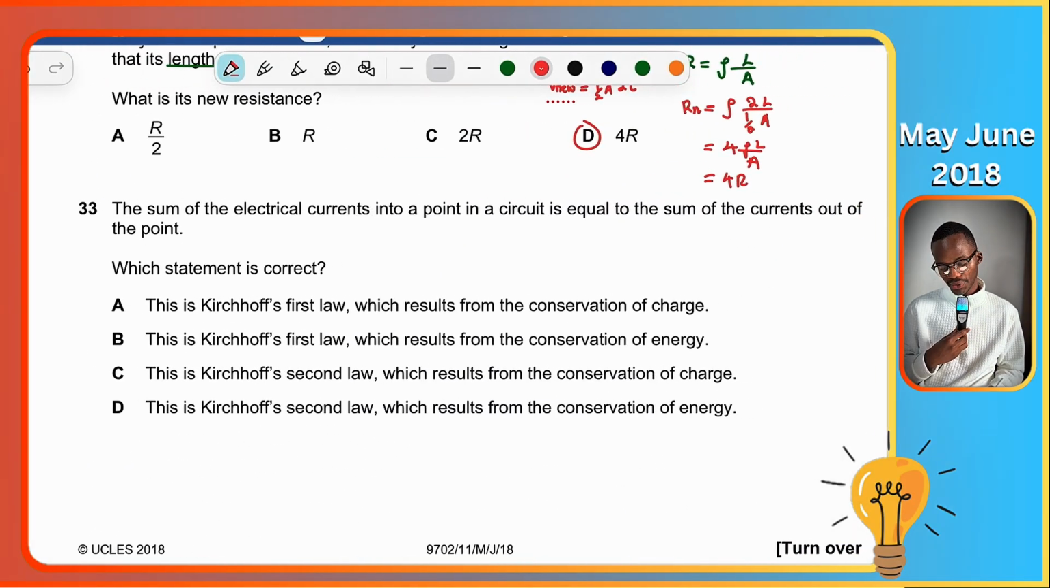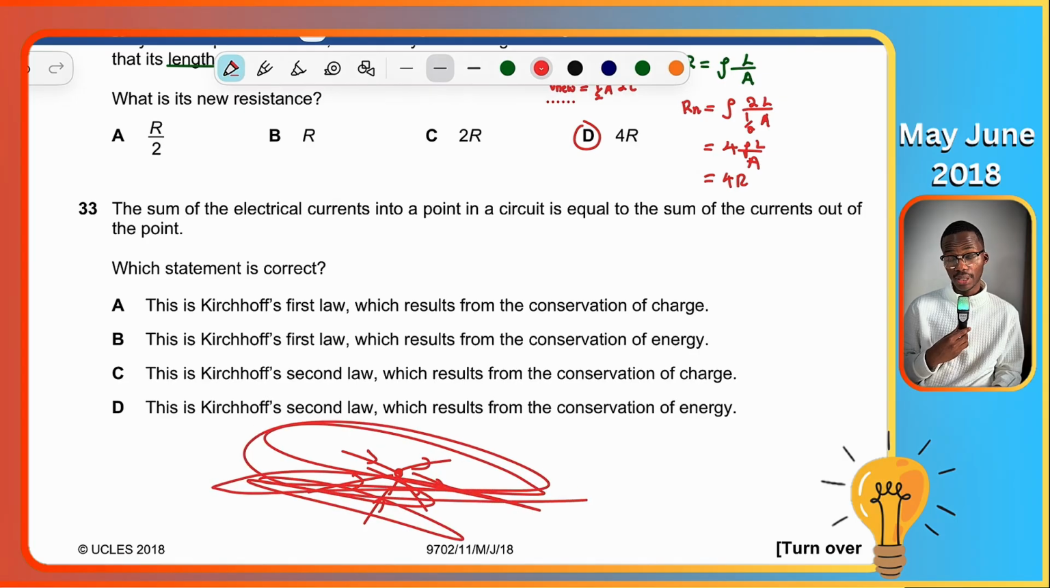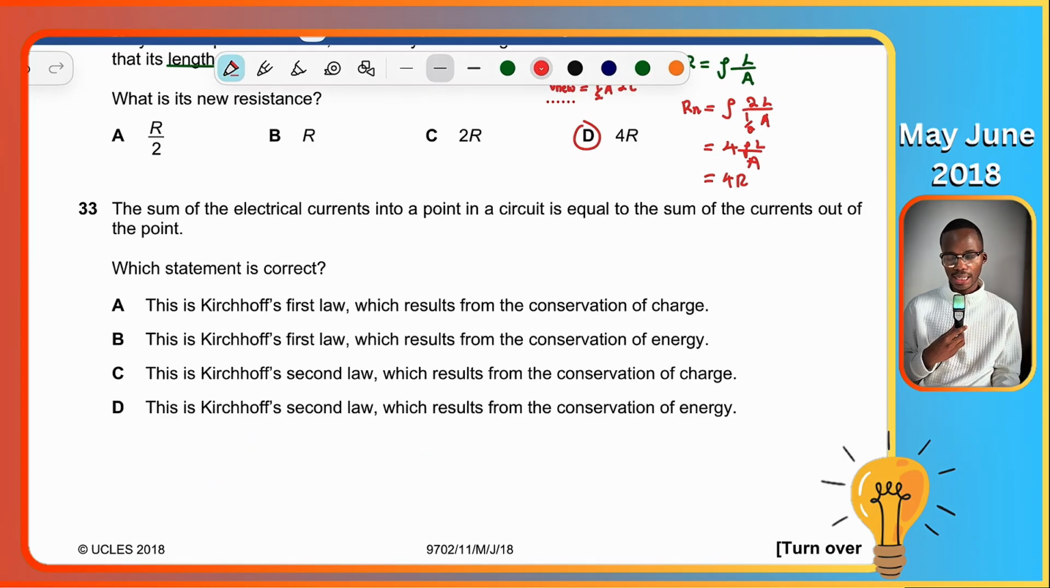The sum of electrical currents entering a point will be equal to the sum of electrical currents exiting that point. That's Kirchhoff's first law, guys. Kirchhoff came up with these laws, and it's a conservation of charge. Charge cannot be created nor destroyed because current is the rate of flow of charge. So you can't have more charge than you started with. Where did it come from? That's Kirchhoff's law.